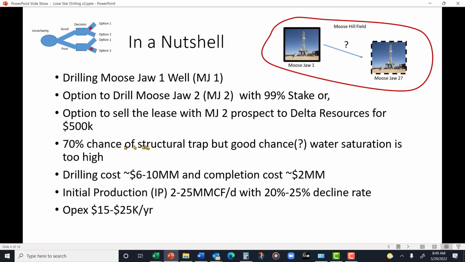There's a 70% chance of structural trap, but a good chance, not clarified what that is, that the water saturation is too high. The drilling cost is $6 to $10 million, and the completion cost is $2 million. Initial production is expected to be 2 to 25 million cubic feet per day, with a 20 to 25% decline rate. OPEX of 15 to 25K. So I've developed a model that evaluates these projects. And by the way, I might add that the trap and the water saturation applies to Moose Jaw 1 as well.